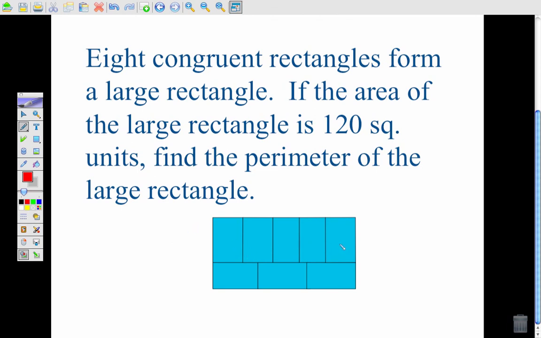Okay, and last, I want you to work this problem at home on your own. We've got 8 congruent rectangles. If the area of the entire blue figure is 120 square units, I want you to find the perimeter of the large rectangle. So remember, perimeter is if we were going to build a fence around it, how much fence would we need? So you're going to need 2 variables, which means you're going to need 2 different equations to relate those variables. And then you're going to have to solve them together. So go ahead and give that a shot. Think of it as kind of a bonus question.